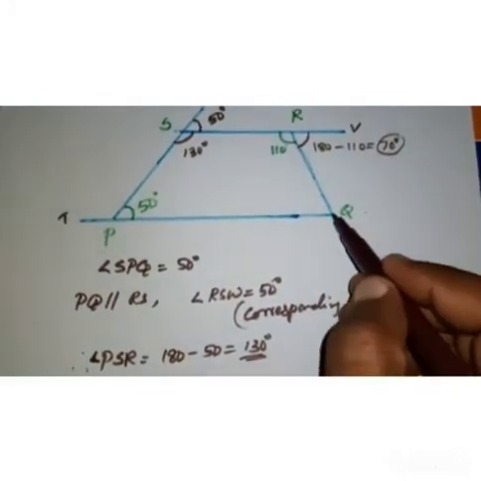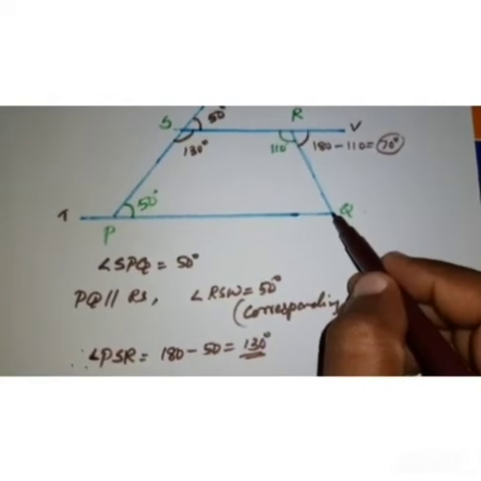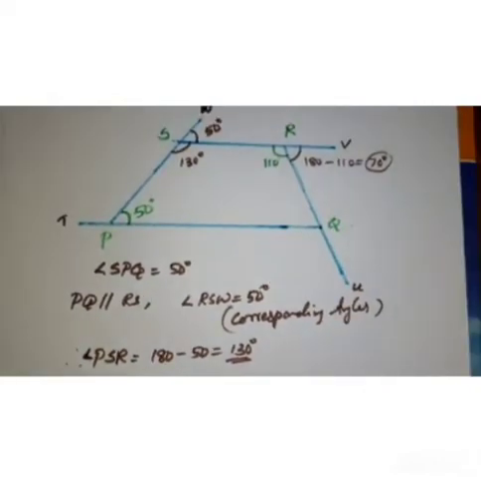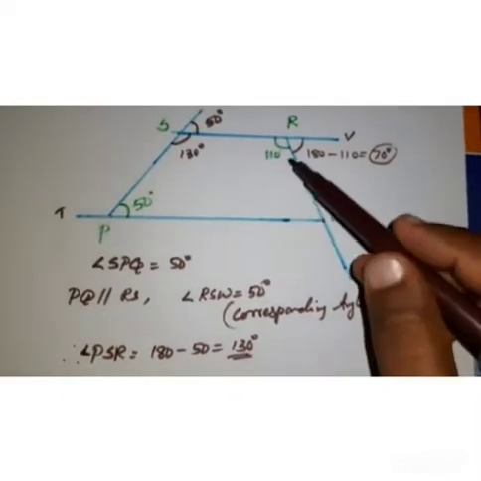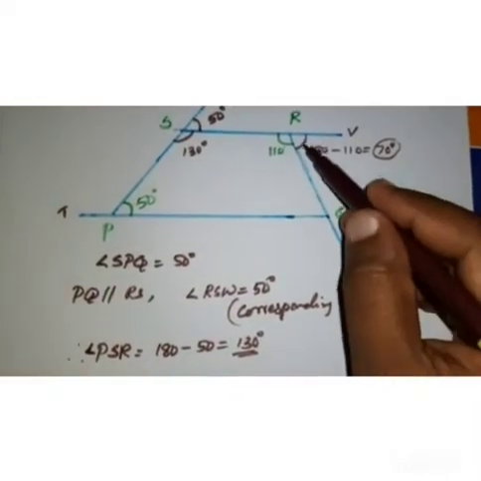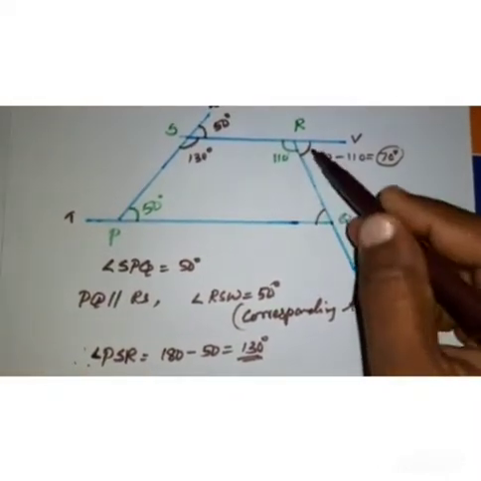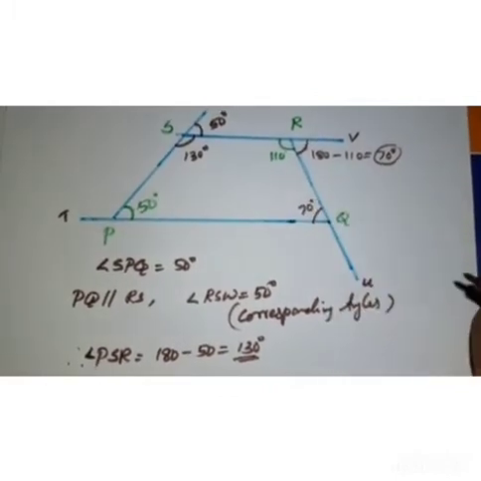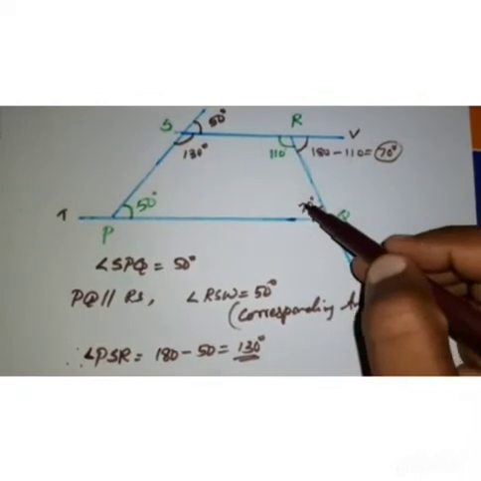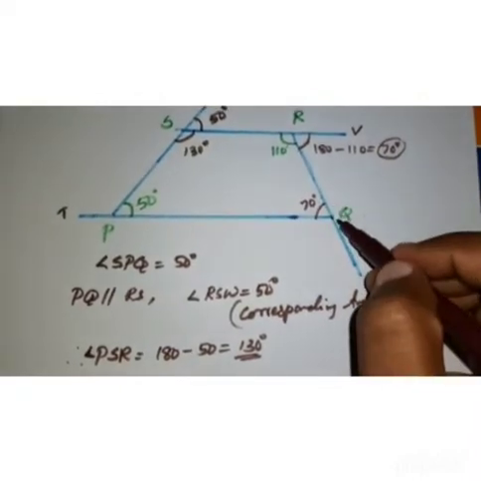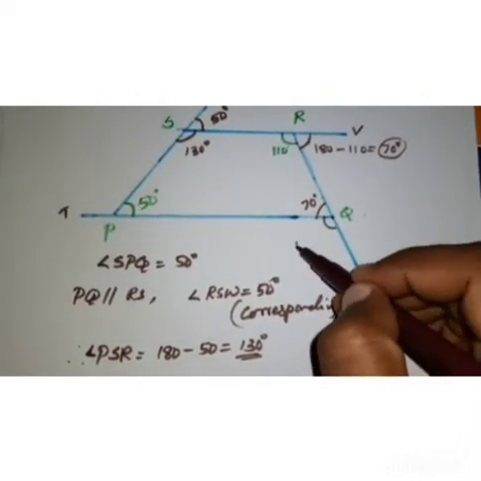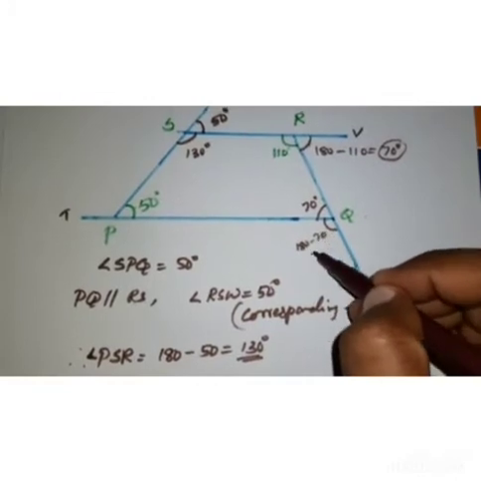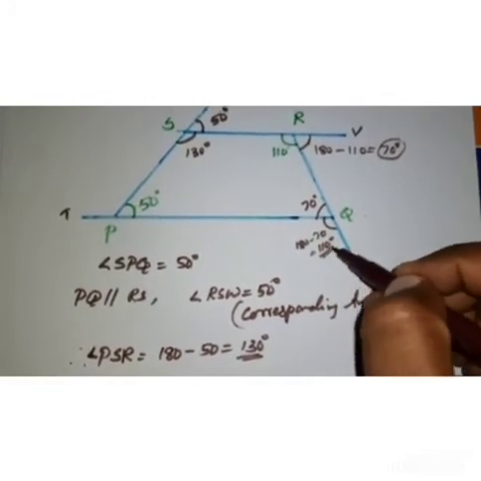Then the outer angle of Q. How will you find out this? These two lines are parallel, and what about these two angles? These are alternate angles. This is 70. What about here? Here also 70 degrees. These are alternate angles. So the outer angle of Q is how much? 180 minus 70. That will get 110 degrees.